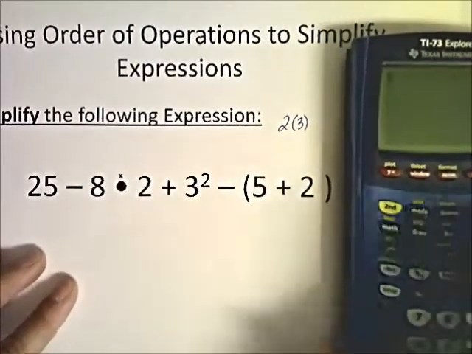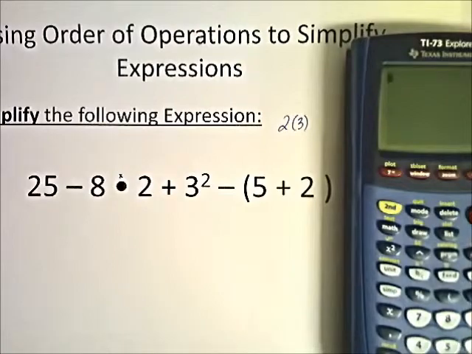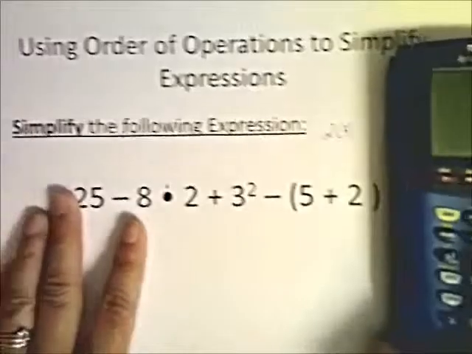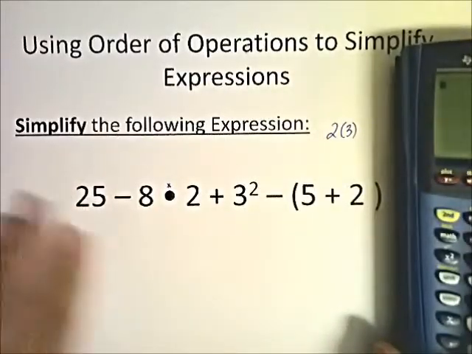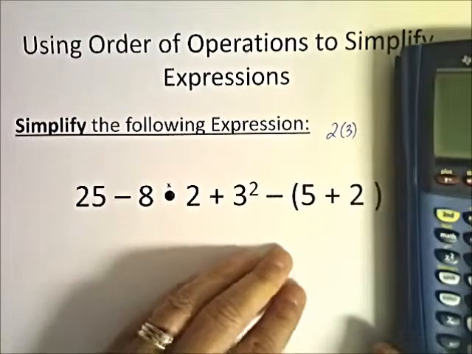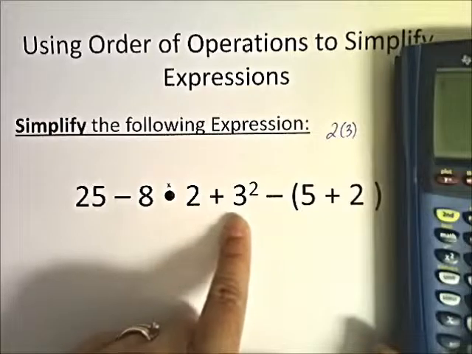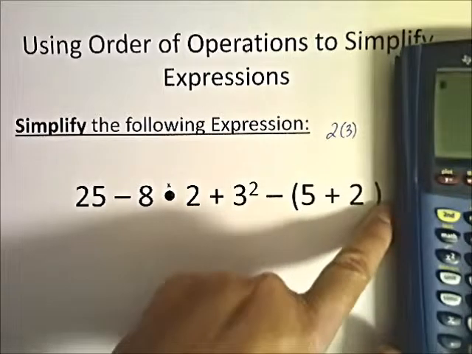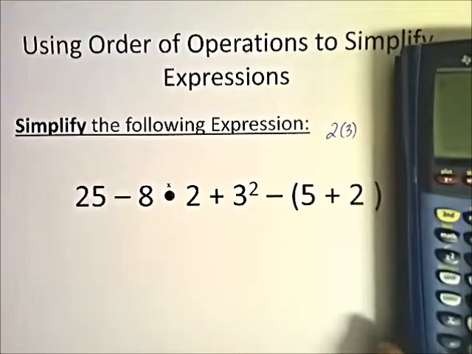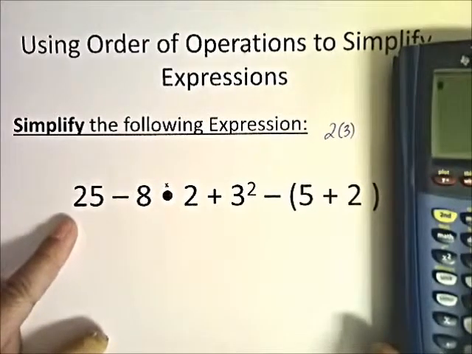All right, so when we see this, it says simplify the following expression. Remember that simplify means that we're going to solve it. We're going to make it as simple as we can, in the simplest form that we can. And an expression is just a group of numbers with addition or subtraction or multiplication or division without an equal sign. Okay, so now here we go, and we're going to solve this.